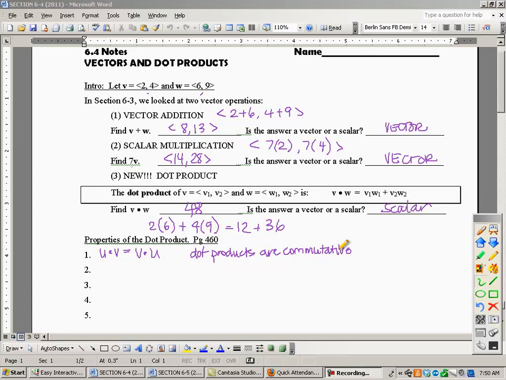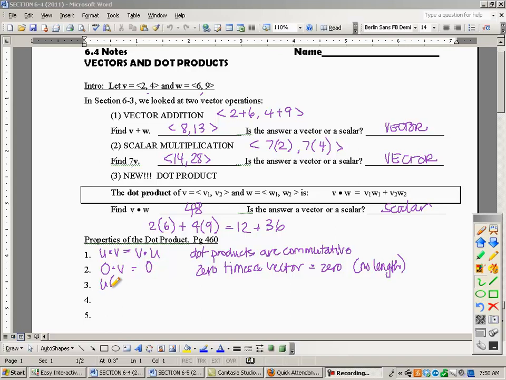If you look at the second property on page 460, it says 0 times vector v equals 0. And basically what it says is if you took 0 times a vector, then you're going to take 0 times each of the components, and then there will be no length to the vector. And so you're looking at this and basically saying you're not going to have a vector because there is no length once you multiply by 0.